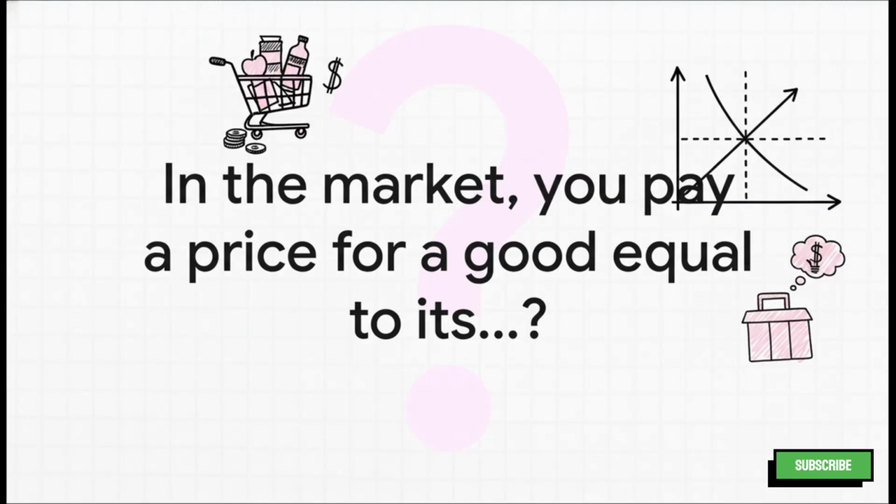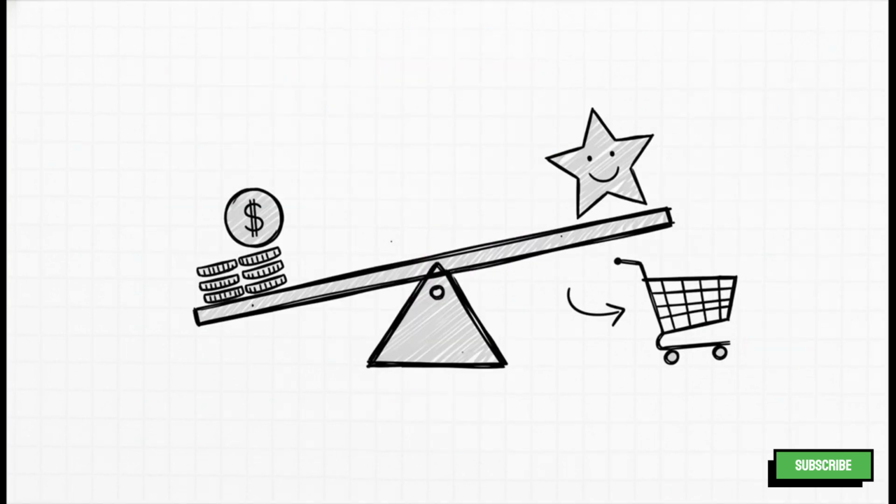Okay, on to the next one. When you're out shopping and you decide to buy something, what is that price you're willing to pay actually equal to? Is it the total satisfaction you get, or something more specific? You got it. It's the marginal utility.